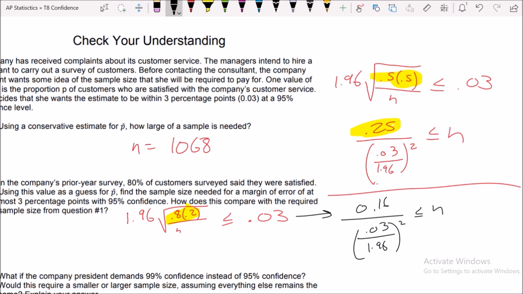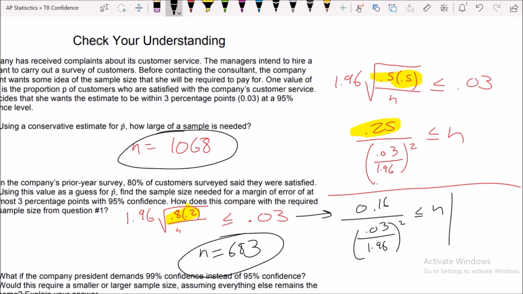Okay, and so we get a value. Remember to round it up, and this time we need our sample size to be at least 683. Now, this is part of what I meant when I said earlier that using 0.5 for p hat is a conservative estimate. It's going to lead us to a sample size that is biased toward being too large. And that's a good thing, because in terms of making sure we meet our goal for margin of error, having a sample size that's too big will only help us. It costs money, but it's going to help us for margin of error.